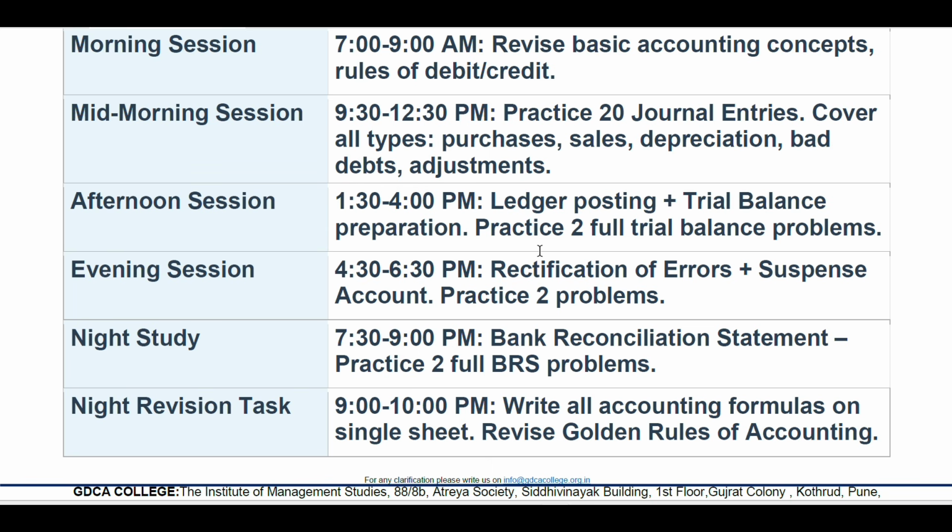So what you can do is refer to all previous years' question papers and practice accordingly. At night time, try to solve BRS, bank reconciliation statement, practice 2 to 3 BRS problems. Those problems are already available in the previous exam papers, which you can take from the Sahakar Ayukt website, already available on the GDCA board.